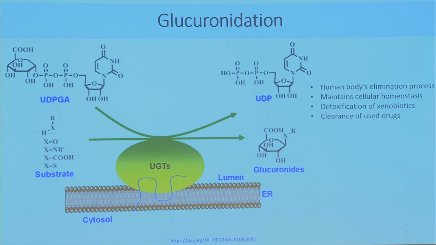So they perform a special function in the human body's elimination process, and they maintain cellular homeostasis, that is, they maintain the concentration of metabolites in our body, and they detoxify xenobiotics and clear used drugs. Even though they are well known for their role in the elimination process, there are very few systematic and cell metabolome studies available, and many of these UGT enzymes do not have any specific known substrates.